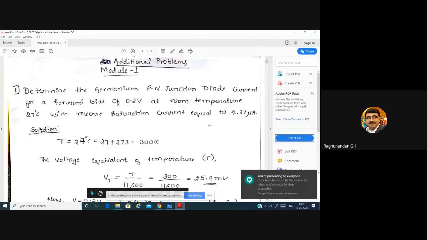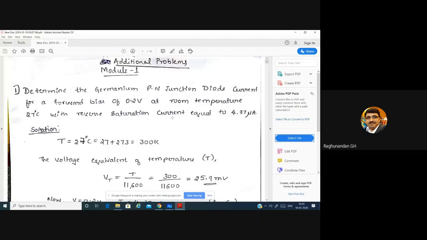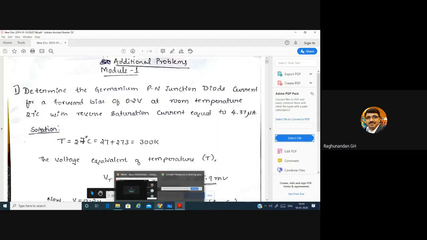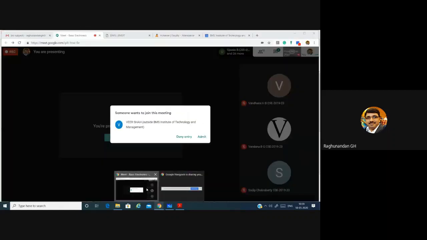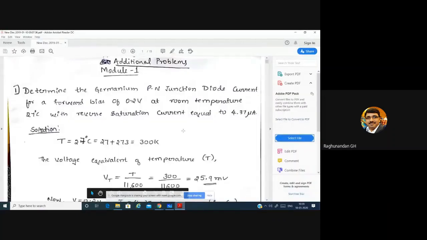So today's class we will discuss some of the additional problems with respect to module 1, that is semiconductor diodes and applications. So here the problem is: determine the germanium PN junction diode current for a forward bias of 0.2 volt at a room temperature of 27 degrees, with a reverse saturation current equal to 4.37 microampere.